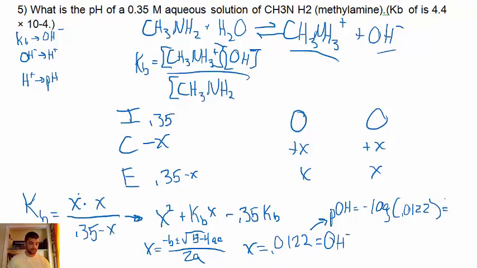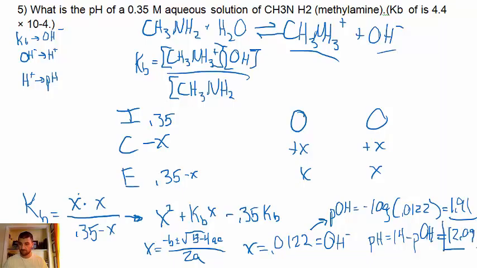And I get pOH of 1.91, but I'm not done because it wants a pH. So I have to remember that pH equals 14 minus the pOH, which is that 1.91, and I get my final answer of 12.09. Bam. All right, so that's how you do that.